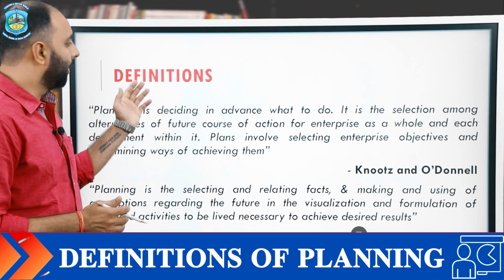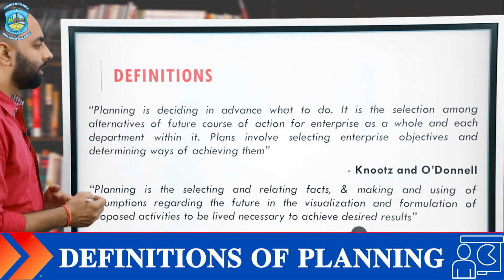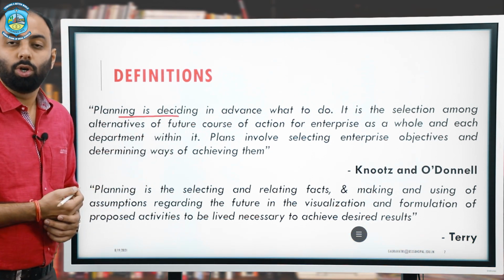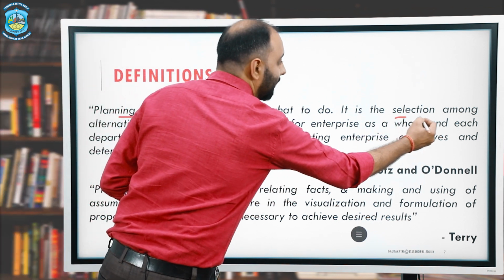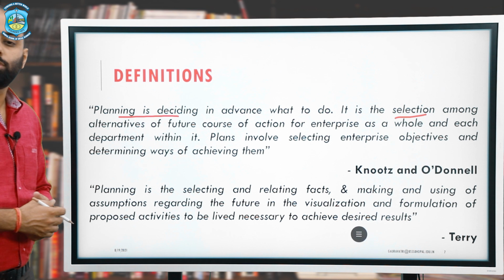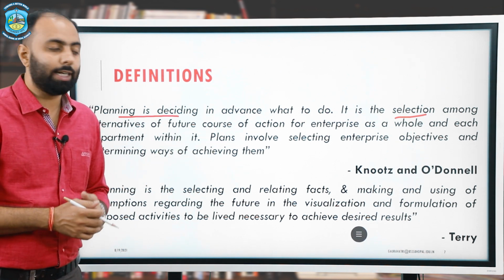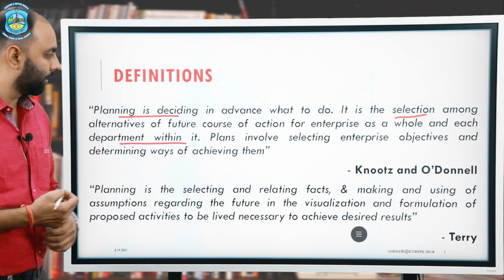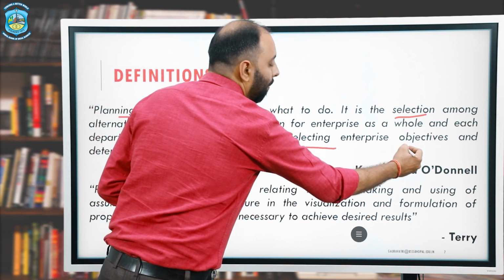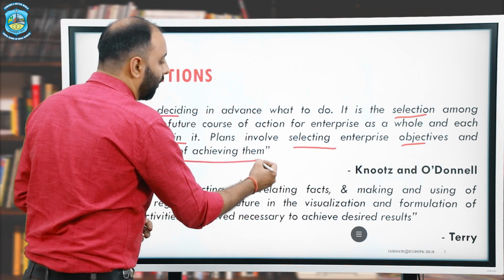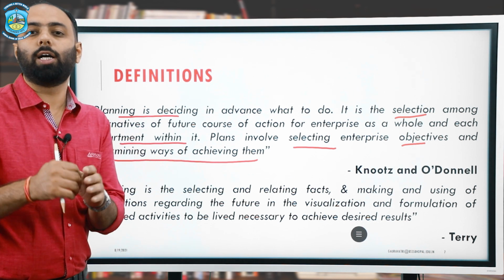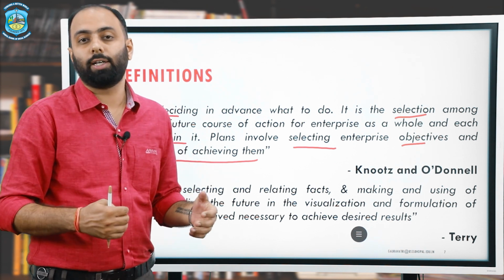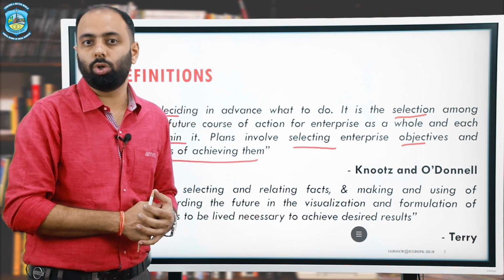Let's talk about the definitions of planning. The very first definition is given by Koontz O'Donnell, and it states that planning is deciding in advance what is to be done, and it is the selection among the alternatives of future courses of action for the enterprise as a whole, and which department within it is going to take the actions. Plans involve selecting enterprise objectives and determining the ways of achieving them. So you have plan A, plan B, plan C in your organization, and how you are going to achieve them, how you are going to select them, and which plan should be prioritized. All these are going to be selected as per Koontz O'Donnell.